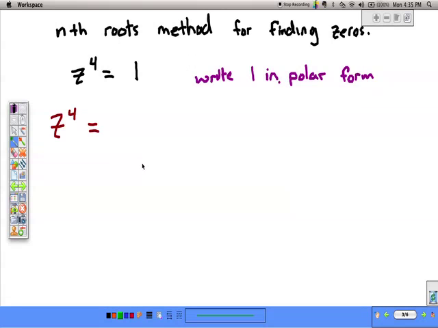So now I'm going to use what's called the nth root method for finding zeros. And z to the 4th is equal to 1. Let's find the 4th root of z. What we can do is we can write 1 in polar form, and that would be 1 CIS 0 plus 2 pi times k, where k is an integer.